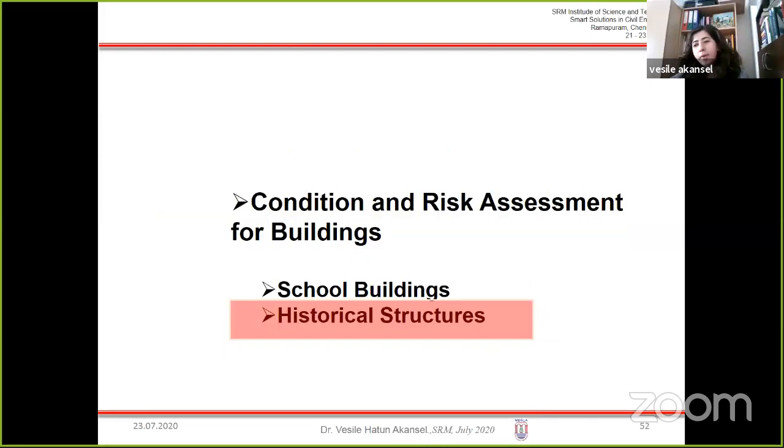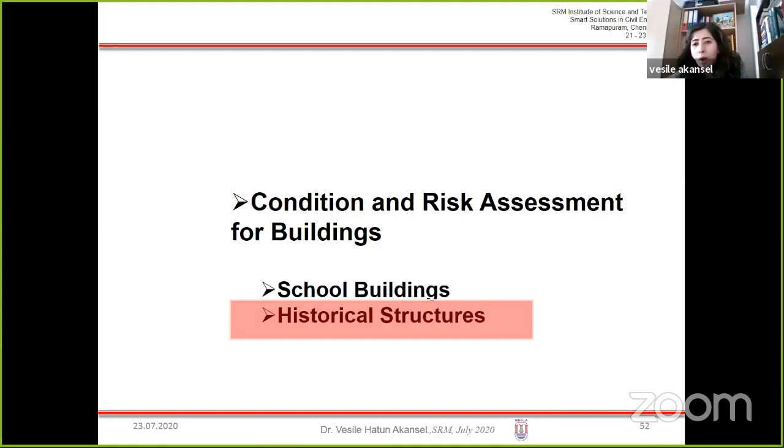And the last topic was related to the historical structures. Here, I try to show you that each civil engineering problem needs special care, and the condition and risk assessment for different types of structures involves different types of concepts. When we look at historical structures, we have to consider many details, like material properties, contact details, or, depending on the type of the structure, the failure mechanisms maybe. And also the modeling is another big problem in historical structures.